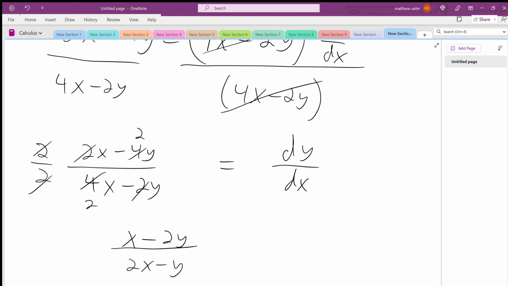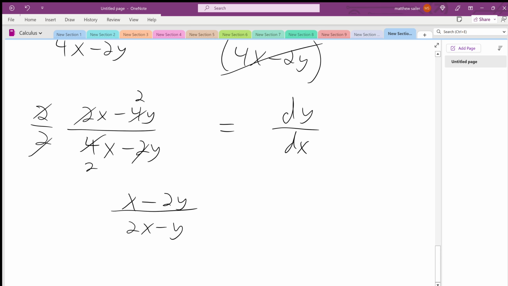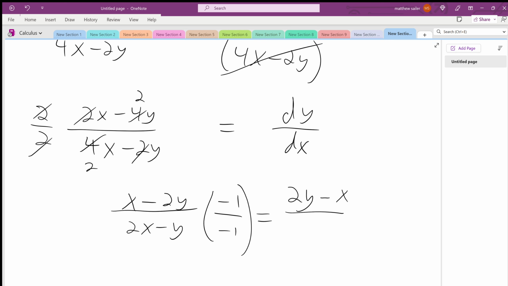And sometimes, it's personal preference, but sometimes I've seen people that like to put the y's in the front. So you can multiply both the top and the bottom by -1, and it's equal to the same thing, but you can flip the order to 2y minus x over y minus 2x. That equals dy over dx.